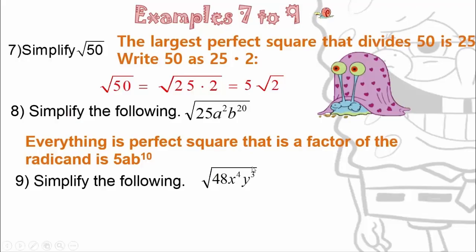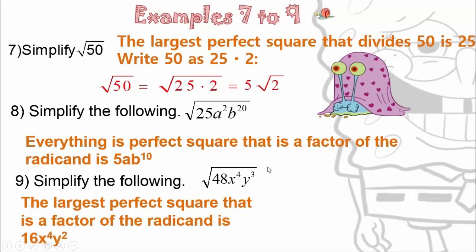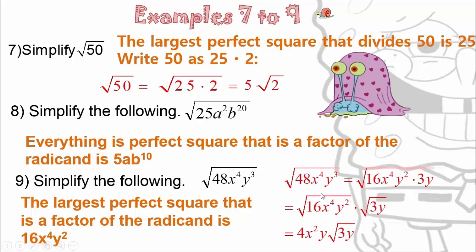Reviewing what I just did on the whiteboard, the largest perfect square that is a factor of the radicand is 16x to the 4th y squared. So here's the calculation that we did. We looked for the hidden perfect squares and put them, and then everything that was left over. The square root of 16 is 4, x to the 4th square root is x squared, y squared is y, and then the square root of 3y is what was left over, so that remains in the radical sign.